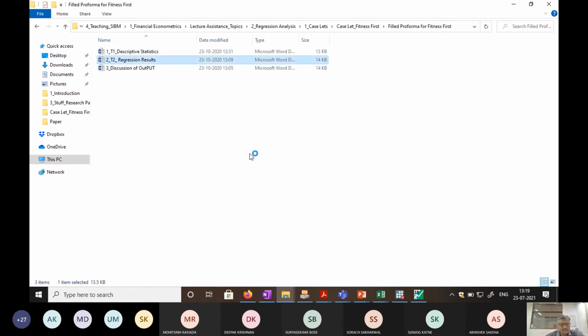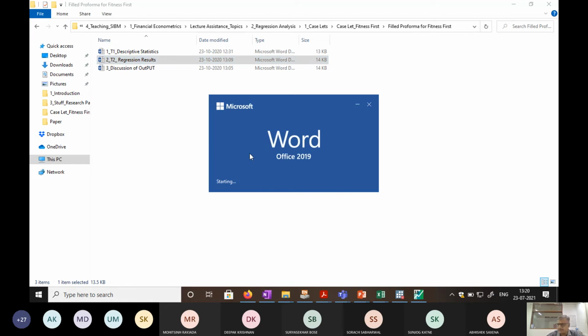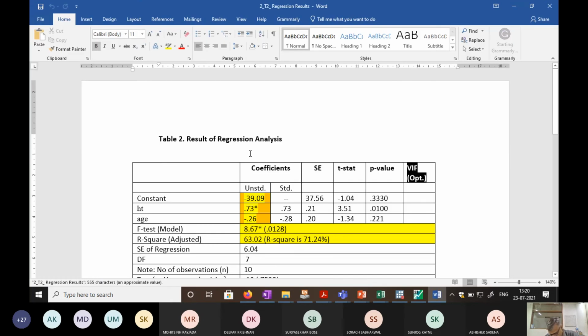This is the regression output. Before that, we have descriptive and we have the 5-pointer discussion also. That I'll take up in the next class. I'll show you. Look here.